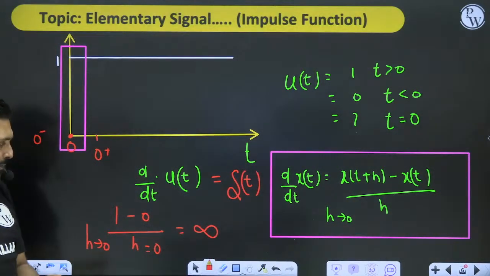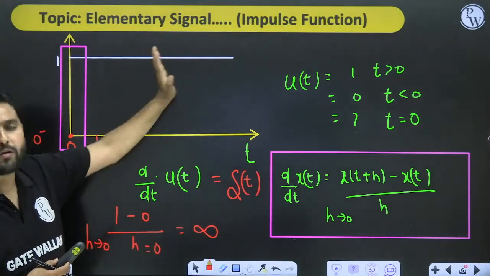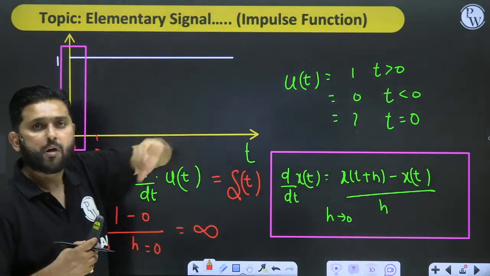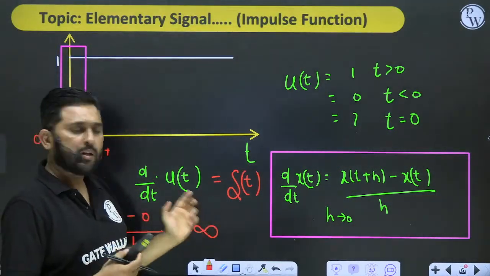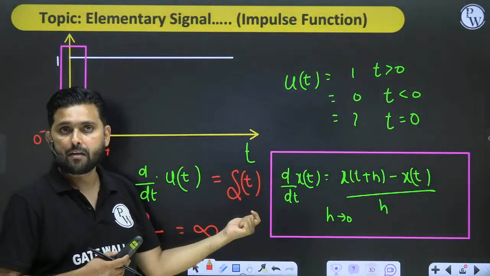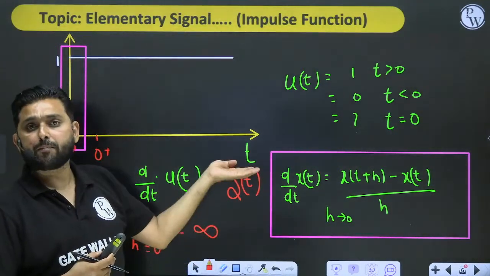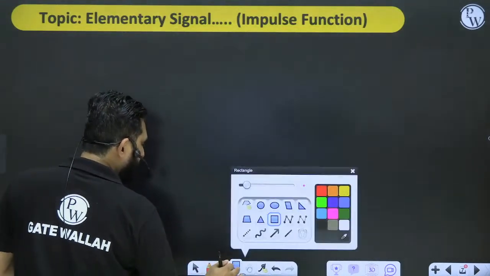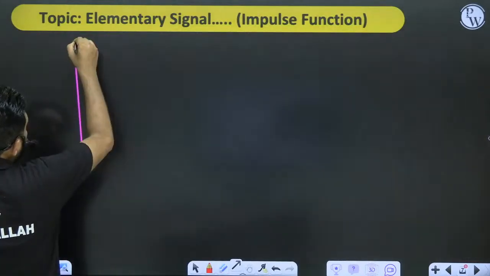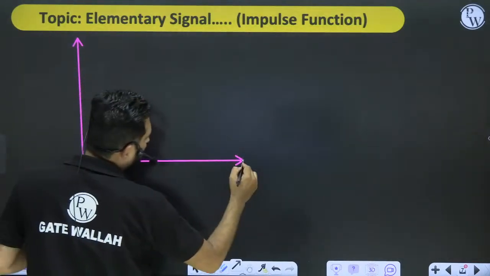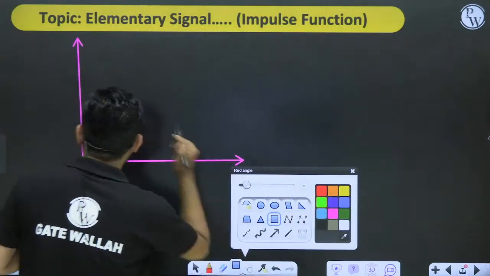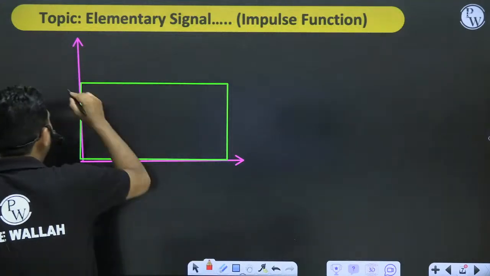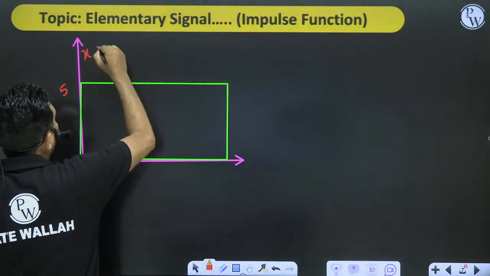So what I am saying is that everywhere this function is constant, so the derivative of a constant is equal to 0. But what is the derivative at t equal to 0? When you take d by dt of u(t), it comes out to be delta t. It is nothing but my impulse function, which is represented by infinity. Suppose someone gives you this function, having a height of 5, this is x of t.